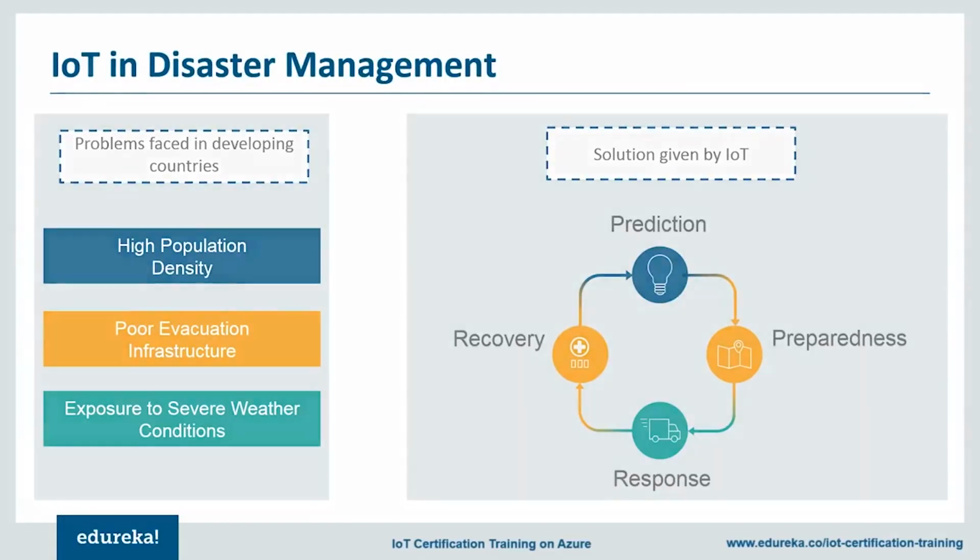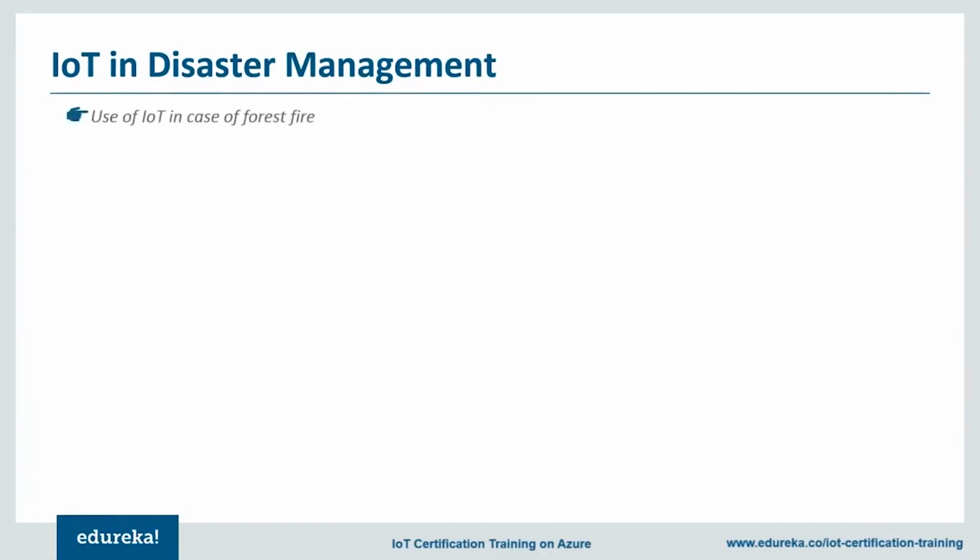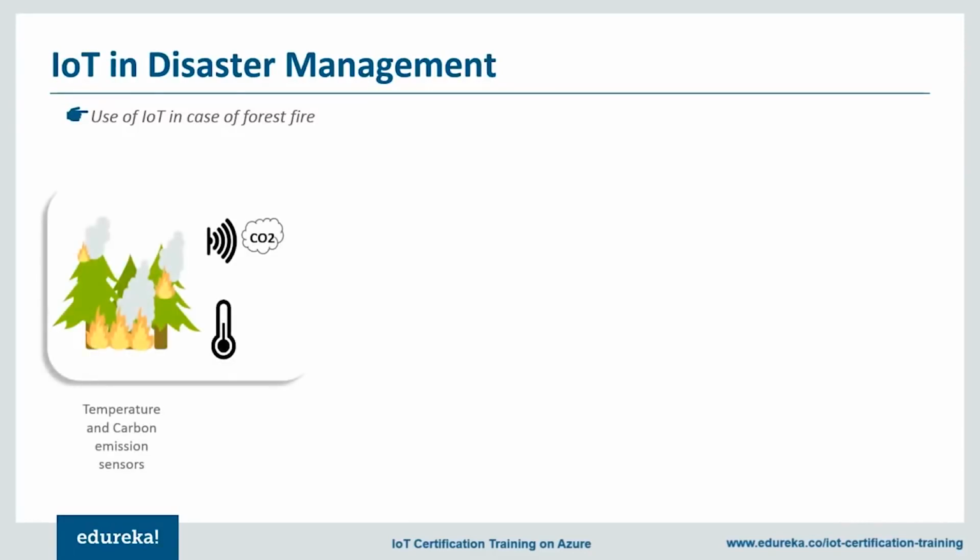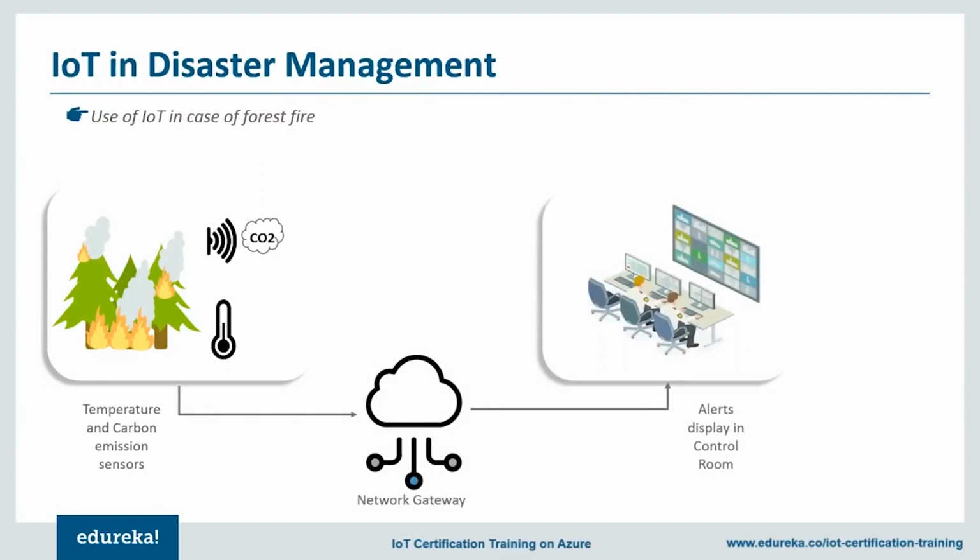IoT can compensate for this by prediction, preparedness, response, and recovery to rescue developing and emerging countries from their vulnerable positions. Let me give you an example of a forest fire where IoT could be used as a solution. To be prepared for critical incidents like a forest fire, sensors are installed near the perimeters of the forest. They contribute to data feeds about temperature and carbon emissions to a control room which is common to the entire town. This is done via a secure network gateway in real time.